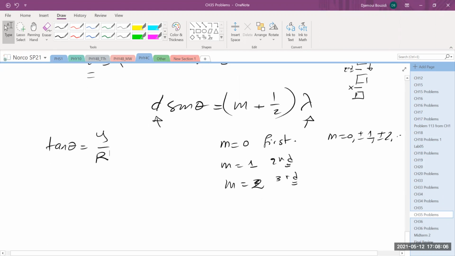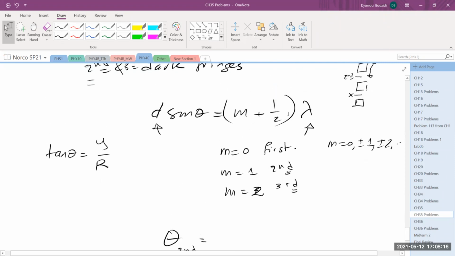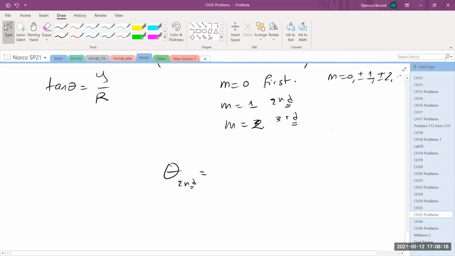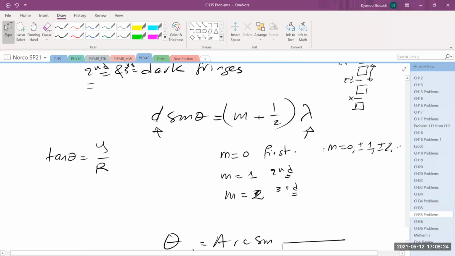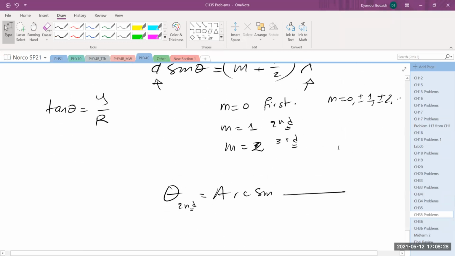So let's find the theta for the second. That corresponds to m equals 1, by the way. 1 plus 1/2 is 3/2 lambda divided by D. So it's going to be the arc sine of 3/2 of lambda divided by D.